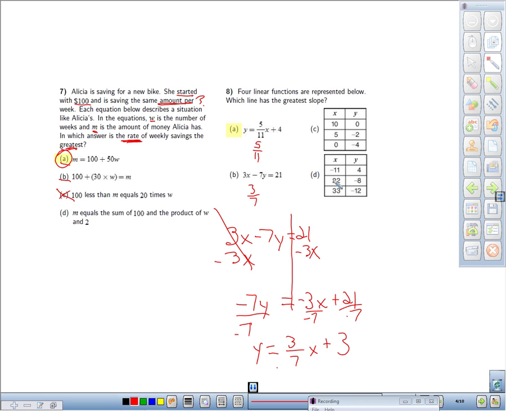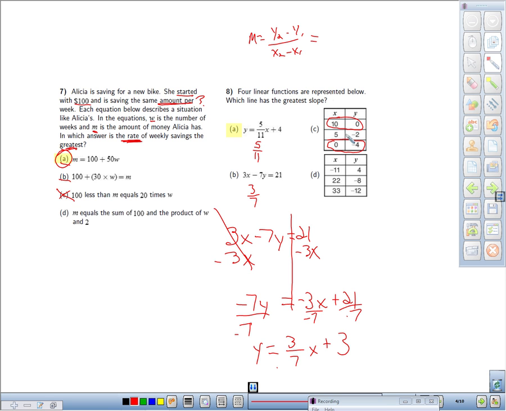Now, take a look at C. All we've got are coordinates. Okay? We don't know what the slope is just by looking at it, so we'll have to compute it. Remember, slope is equal to y sub 2 minus y sub 1 over x sub 2 minus x sub 1. So let's pick 2 points. For C, I would pick the first and the last point.